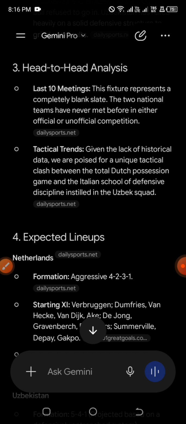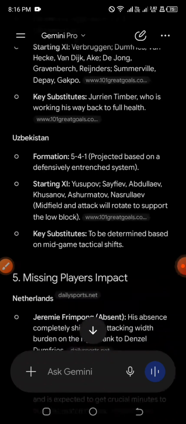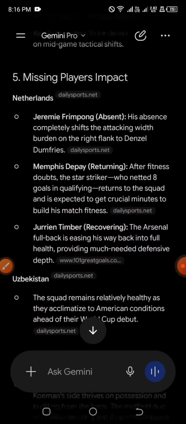between the total Dutch possession game and the Italian school of defensive discipline instilled in the Uzbek squad. We have the expected lineup, the missing players.